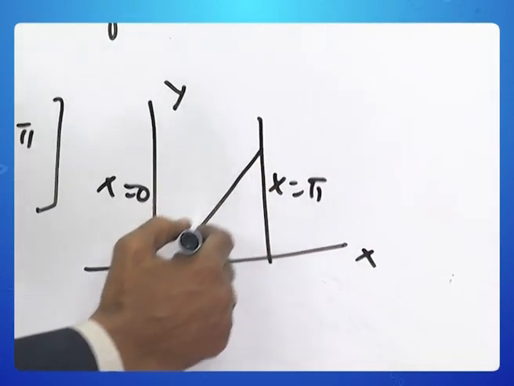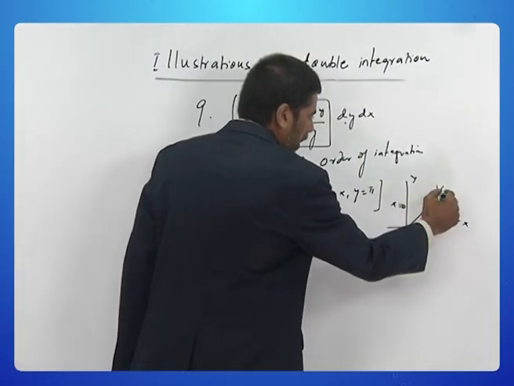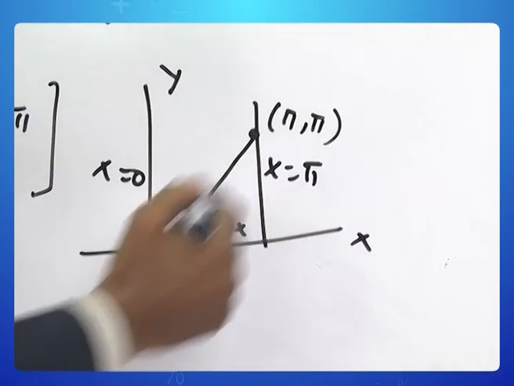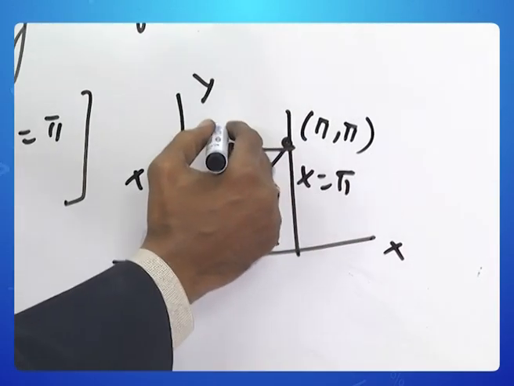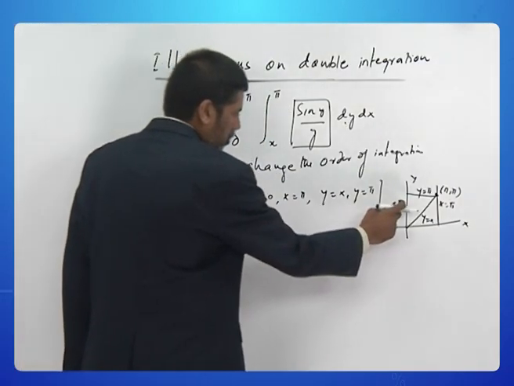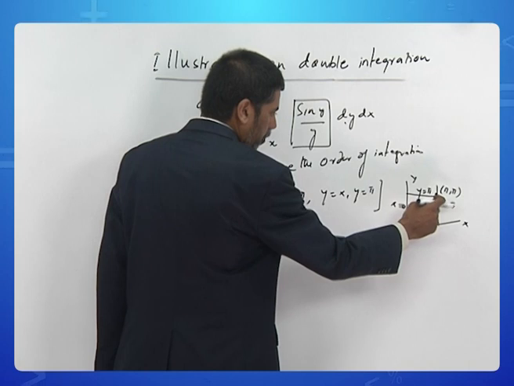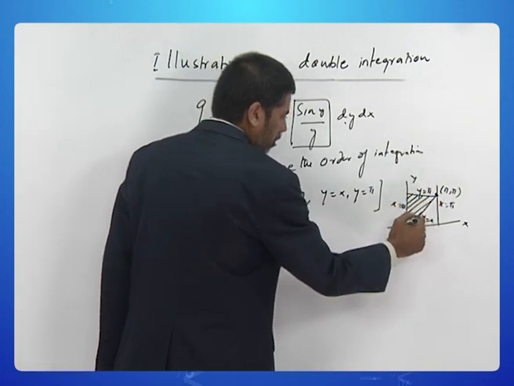Then we have y is equal to x and this point happens to be pi comma pi, so that y is equal to pi passes through that point. So the region is between x is equal to 0 to x is equal to pi, between y is equal to x to y is equal to pi. So that is the region of integration.